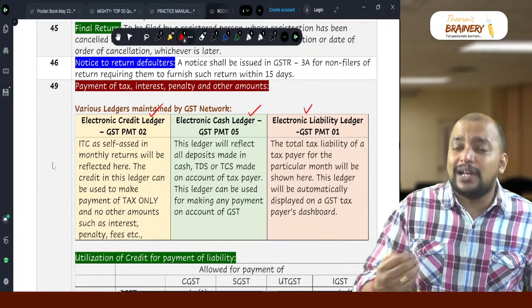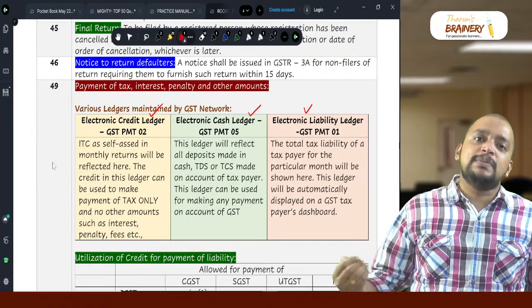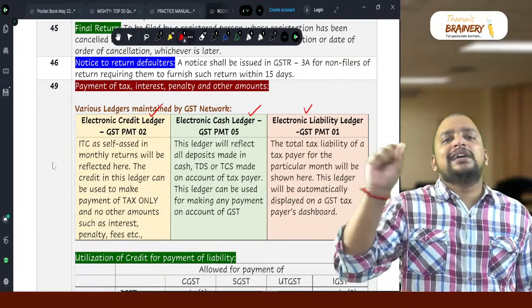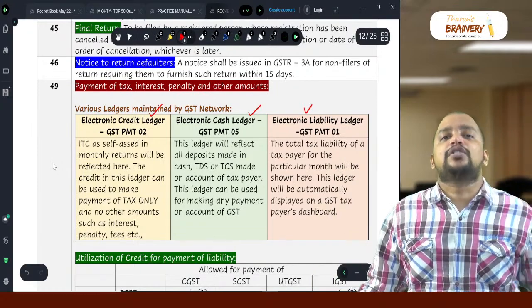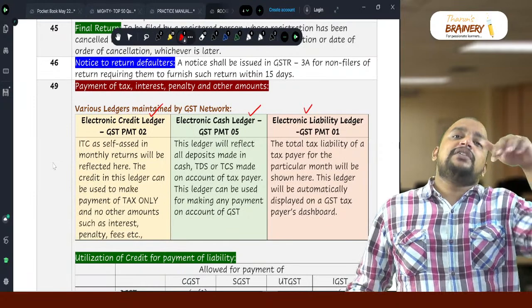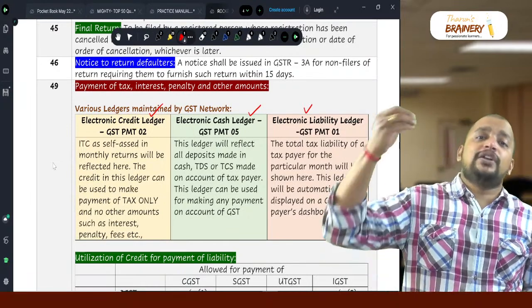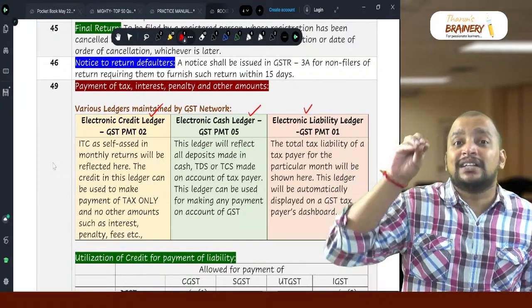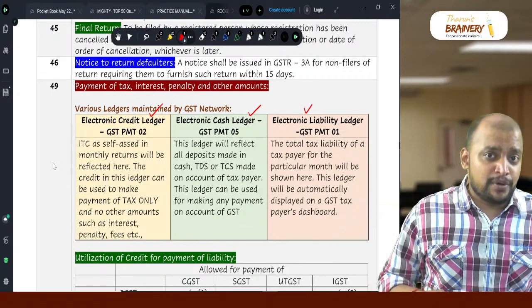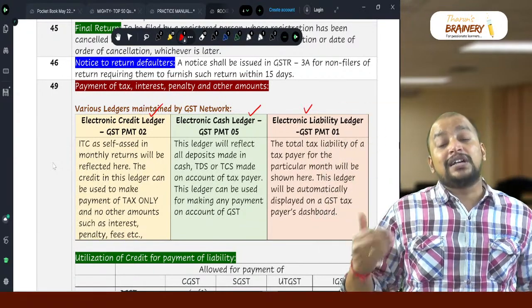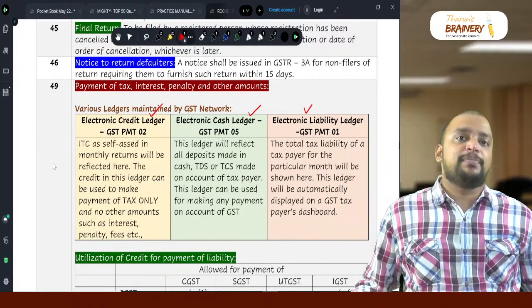How will money come into the electronic credit ledger? Whenever you avail ITC in GSTR-3B, we have an ITC table. In that we take the ITC, then it will come. Or ITC-01, availment of ITC on closing stock. Or ITC-02, whenever there is a transfer of ITC. Based on that you can take the credit. How will money go into the electronic cash ledger? We need to make a deposit through challan, PMT-06 challan. Or any refund granted, or TDS, TCS deducted by the other person, will come into the electronic cash ledger, which can be used for payment of GST.